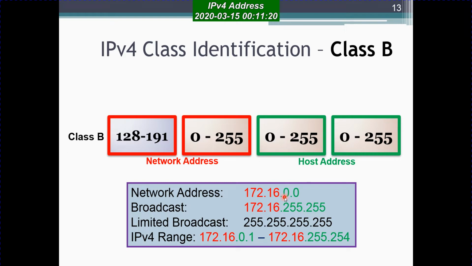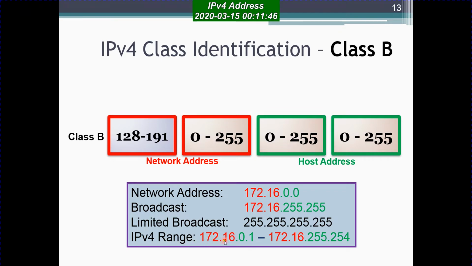But what if I set all the bits in the host address field to 1? Then it becomes a broadcast address. Limited broadcast is the same as the one in class A, so all bits of the destination IP address are set to 1. And remember, any packet sent to this destination IP address will not leave its native network. And this is the IPv4 range. This is the range of IP addresses that belong to network 172.16.